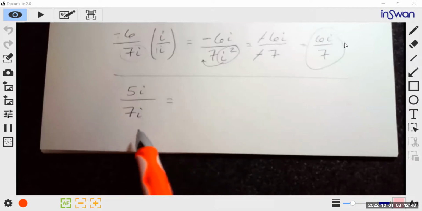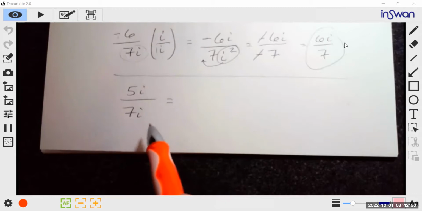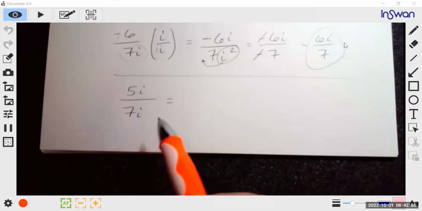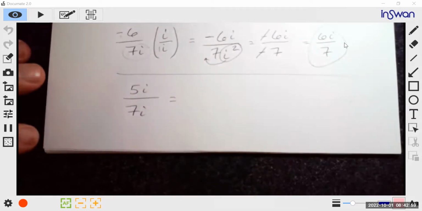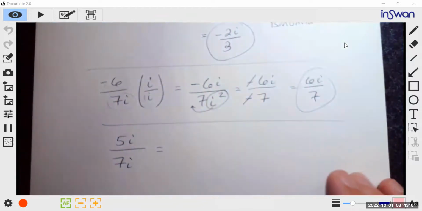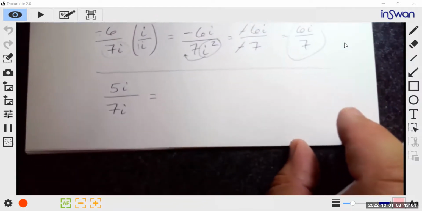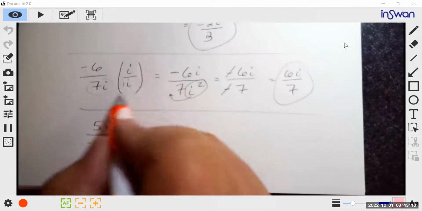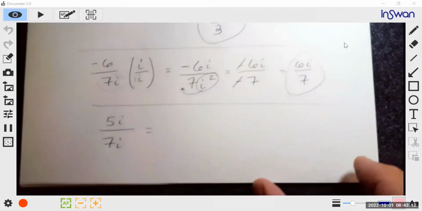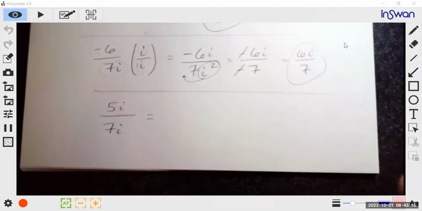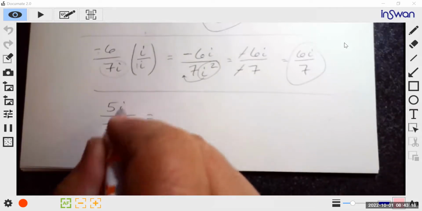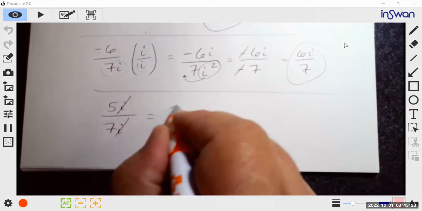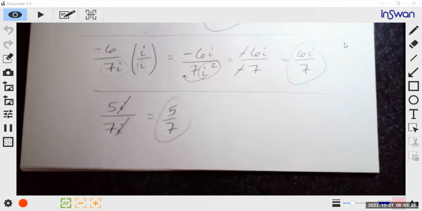The rule is what? You cannot have I's on the bottom. If there's an I on the bottom, what do you do? Multiply top and bottom by I. That's what we've been doing the last 3 examples. If you have an I on the bottom, then multiply top and bottom by I, because this I over I is 1. But before you do anything, you can cancel things that are the same first. So the I's can cancel. The answer is 5 over 7.